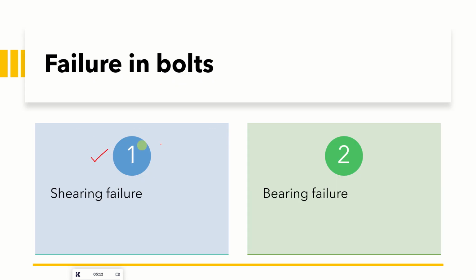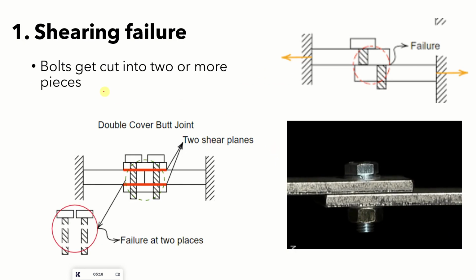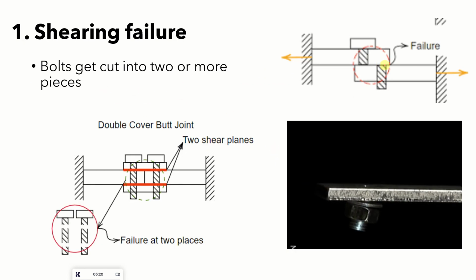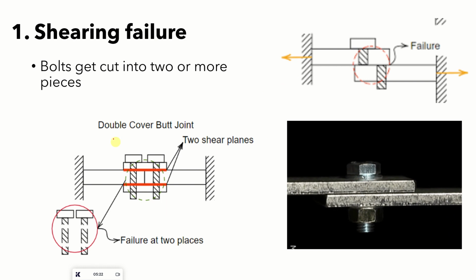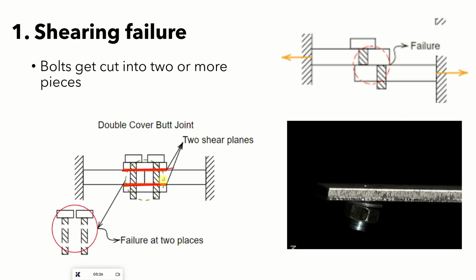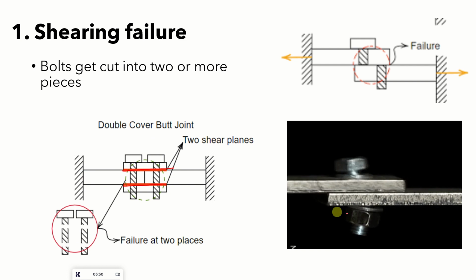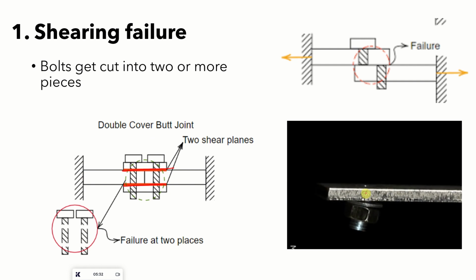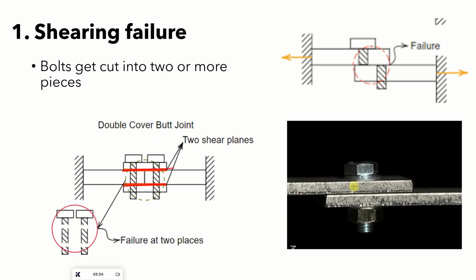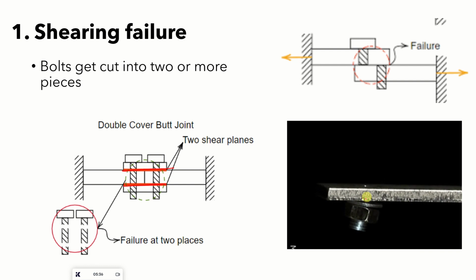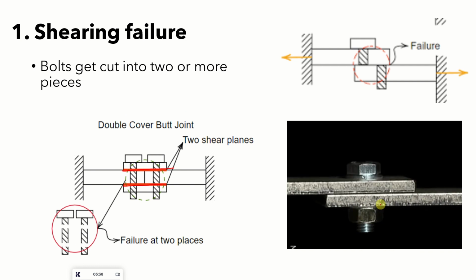Failures in bolts. We can see two kinds of failures. One is a shearing failure, another is a bearing failure. In shearing failure, bolts are cut into two or more pieces, as we have already seen in the lap joint. For a double cover butt joint, we will have two shear planes, so the failure will occur at two places. This image shows clearly the shearing failure. Due to the forces, you can see how the bolt is getting cut into two pieces.